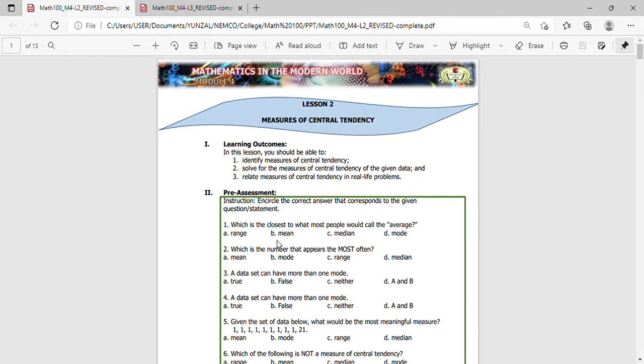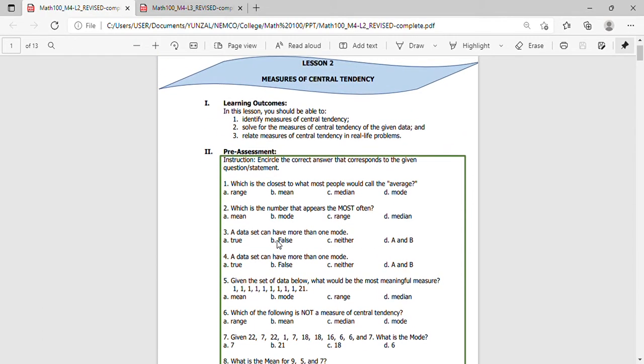So this time, we will now move to the third lesson. This is not lesson 2, ha? This is lesson 3 for module 4, which is about data management. And lesson 3 is about the measures of central tendency.